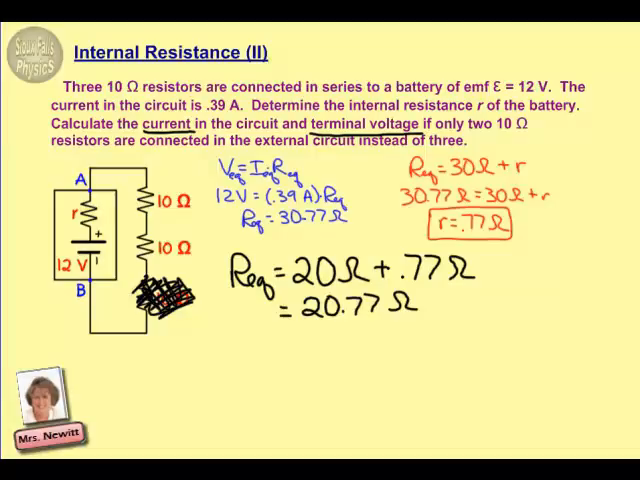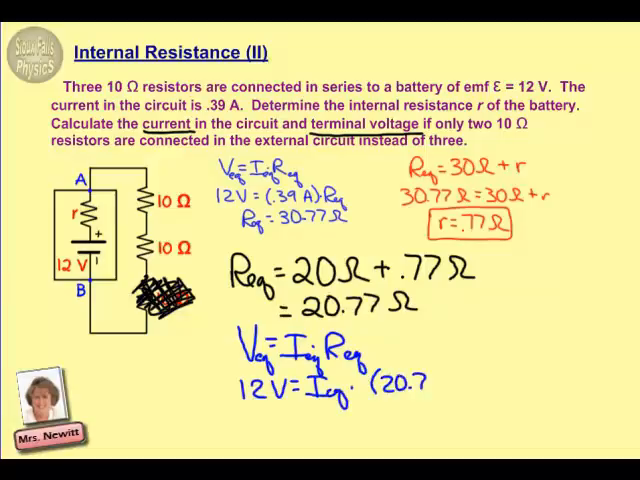This would then allow us to calculate the current in the circuit by using the equation V equals IR and applying it to the entire circuit. We have 12 volts, and our new equivalent resistance with only two resistors is 20.77, and that gives us an equivalent current of 0.58 amps.